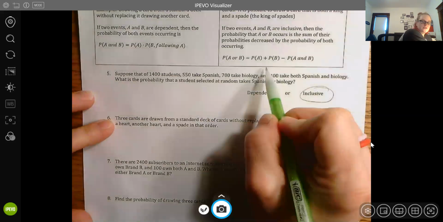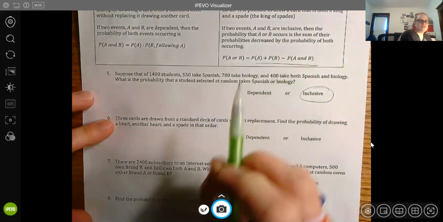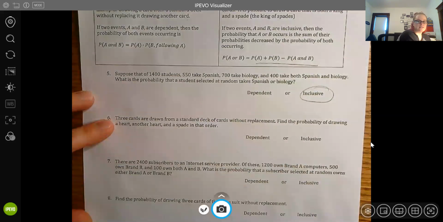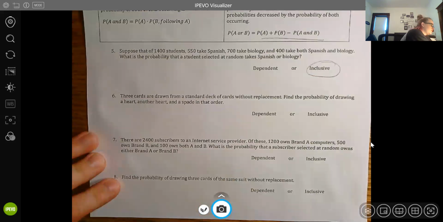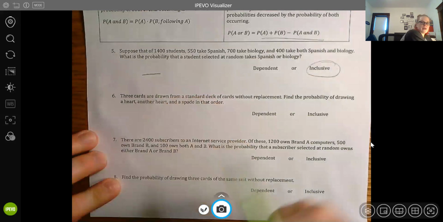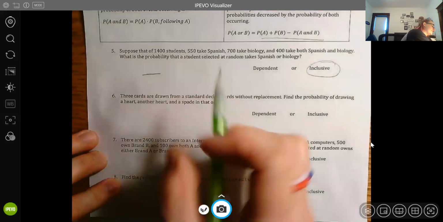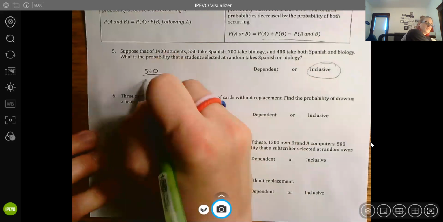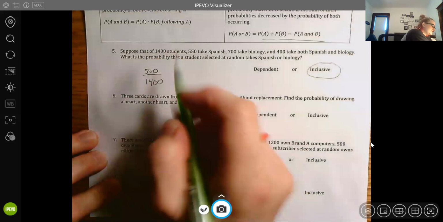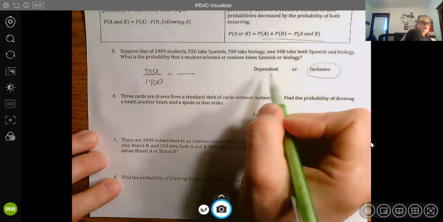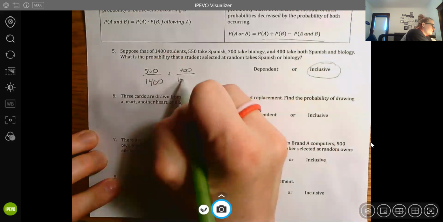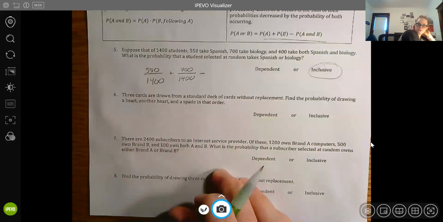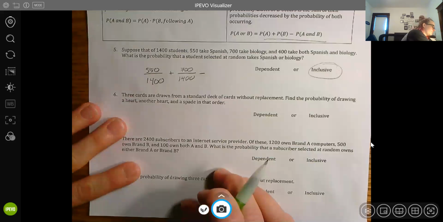So in inclusive, you're going to add the probabilities, but then you're going to subtract out that third piece, I should say, where it's the duplicate. So let's go ahead and look at this. How many take Spanish? Well, 550 take Spanish over the total. Plus, I'm going to add in how many take biology. There's 700 that take biology. But I have to subtract out those duplicates that are already counted in both Spanish and biology. So 400 take both of them.